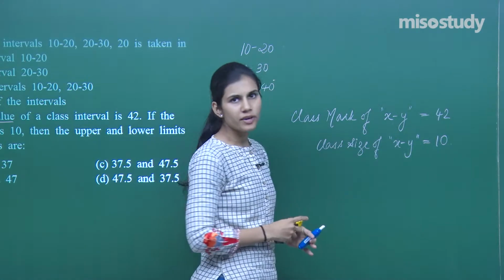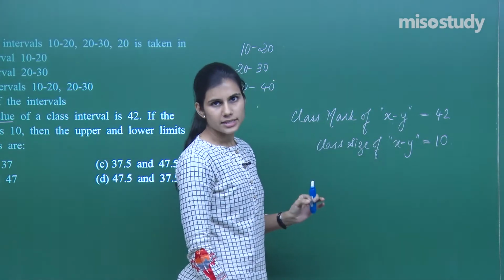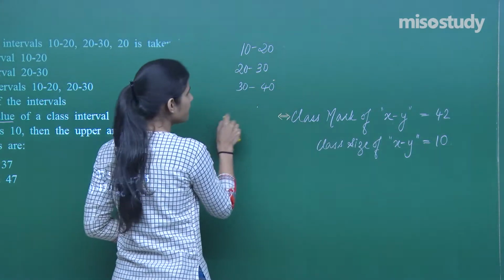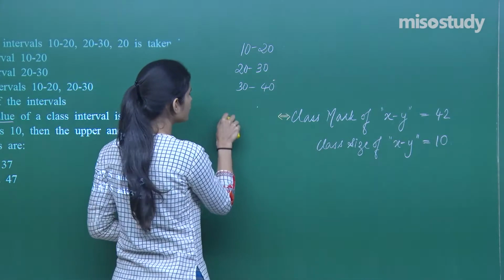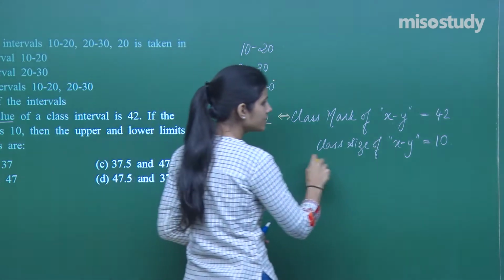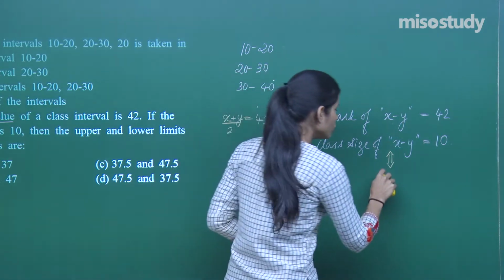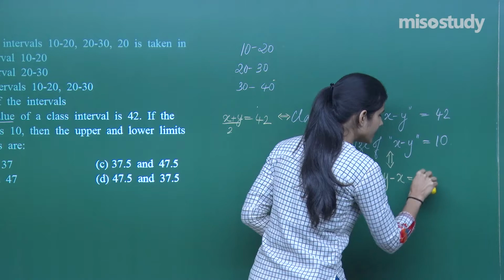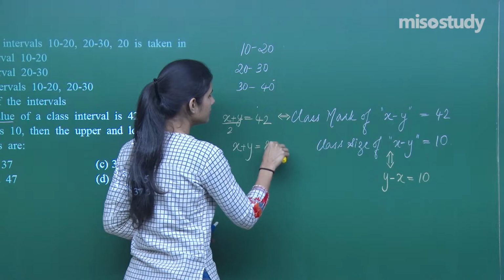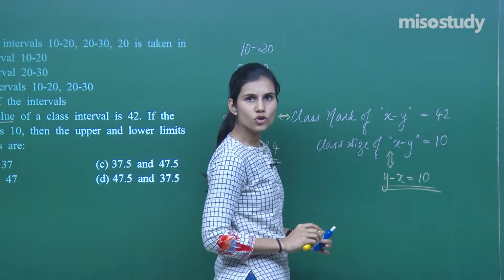What is the class mark of a class interval? Y plus x upon 2, that is the mid value of that class interval, gives you the class mark. So if x to y is the class interval and its class mark is 42, that means x plus y upon 2 is 42. And what is the class size of the x to y class interval? Width: upper limit minus lower limit. So you have y minus x is 10. If x plus y upon 2 is 42, that means x plus y is 84. So you have x plus y is 84, y minus x is 10. Just solve these two equations.